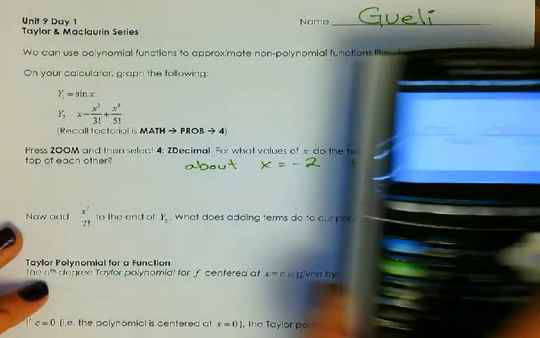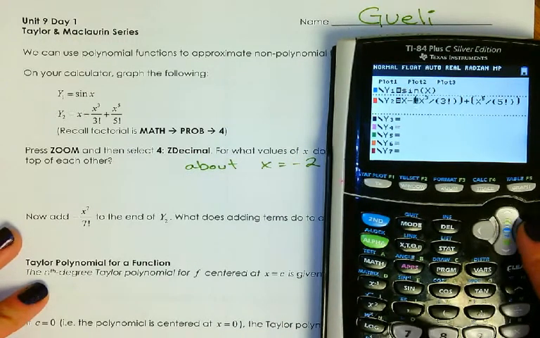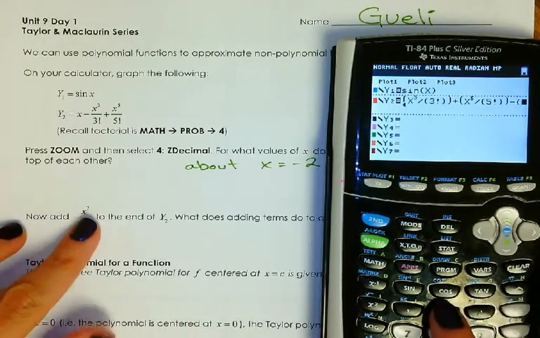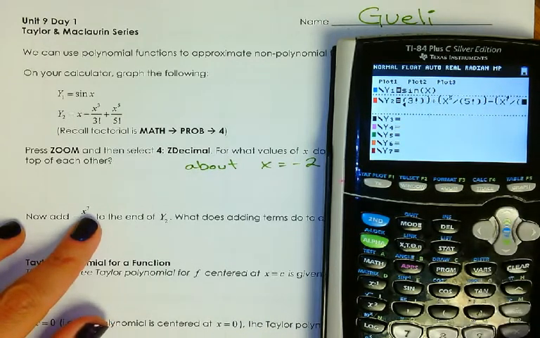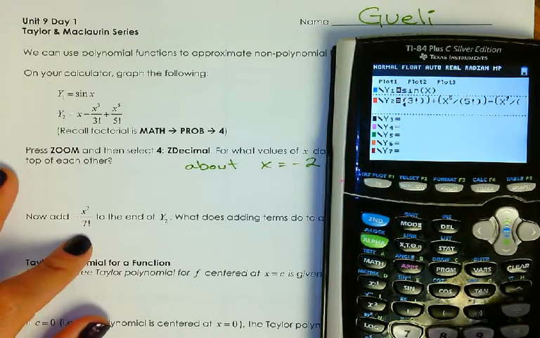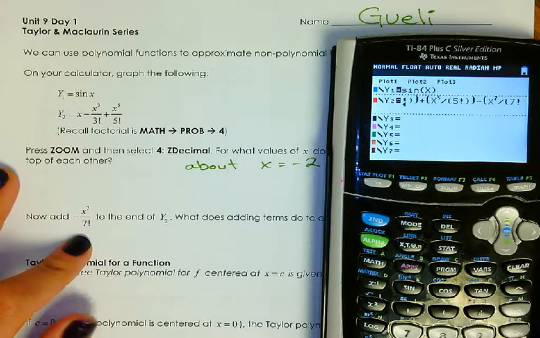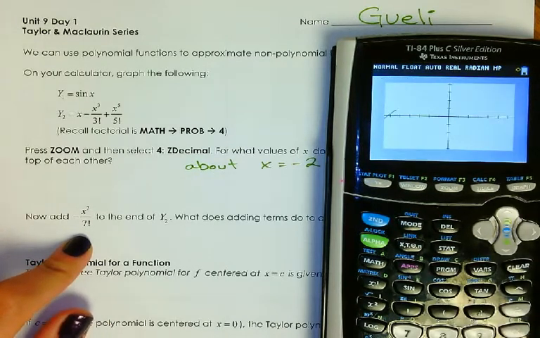Now I want to take a look at what happens. I'm going to go back to y equals, and on my y2, go all the way to the end and add on an additional term. For this one it's a negative, so I'm actually going to subtract x raised to the 7th divided by 7 factorial. That's under math, probability, choice 4. Close.